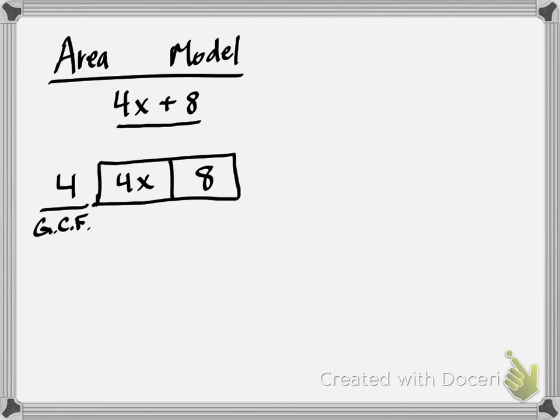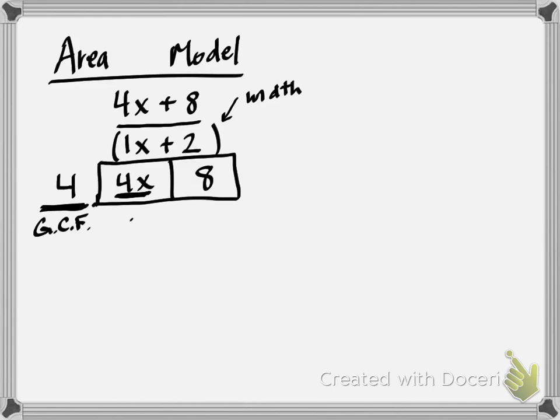What you have to do is figure out the width. They call this the width of the rectangle. And so basically you're just trying to figure out what are the leftovers. So this is your GCF and this is your 4x. So if I divide this 4x by 4, I'll just have 1x. And if I divide this 8 by 4, I'll have 2.